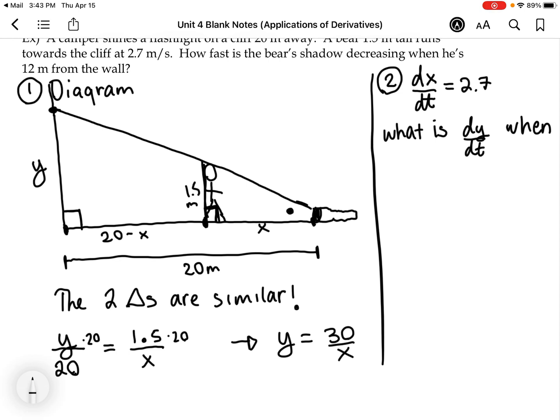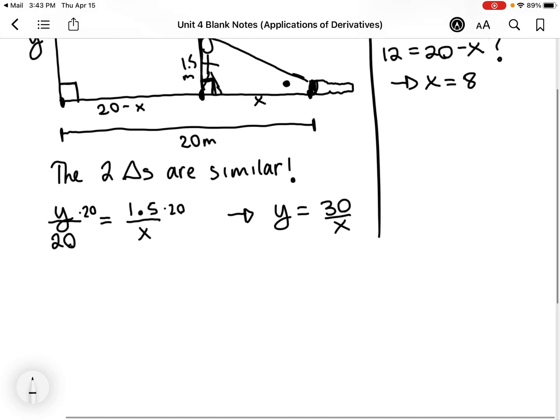Well, now this is where this gets tricky because we've defined X to be the distance from the bear to the flashlight, okay? So if he's 12 meters from the wall, that means that 12 equals not X, but 20 minus X. Okay? Well, if we know that 12 equals 20 minus X, we can figure out X. So that means X has to equal 8. And as long as we know that, then we're good.